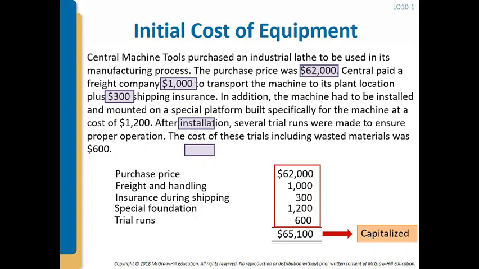In addition, the machine had to be installed and mounted on a special platform at a cost of $1,200. After installation, several trial runs were made to ensure proper operation. The cost of these trials, including wasted materials, was $600. And so all those costs get to be capitalized and then depreciated over the machine's estimated useful life.